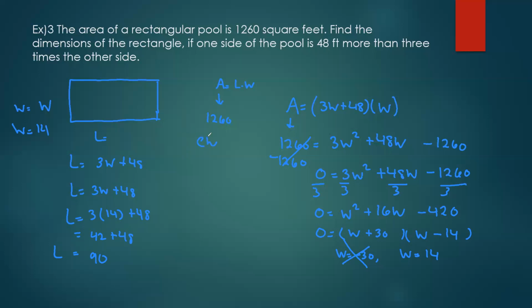Now we got to check. So we know that area equals length times width. So area equals length, which is 90, and my width is 14. And they say that our area is 1260. So on the right, 90 times 14 is 1260. So the left does equal the right, so it is true. So that means this concludes that our length is 90 feet and our width is 14 feet.